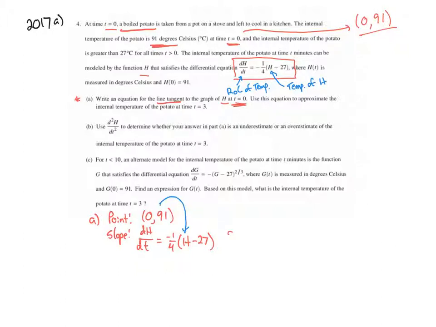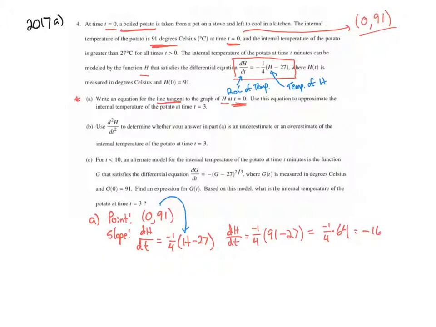So let's do this. dh/dt, when the temperature is 91 degrees, so at time 0, would have a slope represented by that. Now this is a no calculator problem, so this is either a little bit of mental math, or you would just take this slope and you don't need to worry about simplifying it at all. The actual simplification ends up being negative 1/4 times 64, which would end up being negative 16.